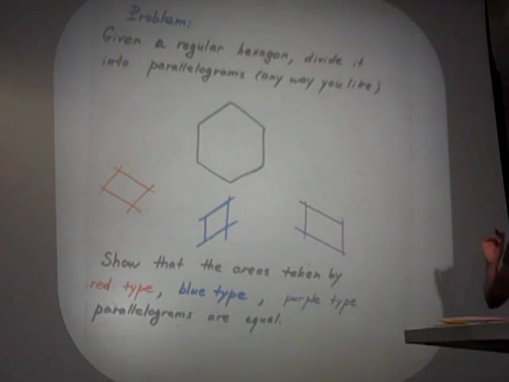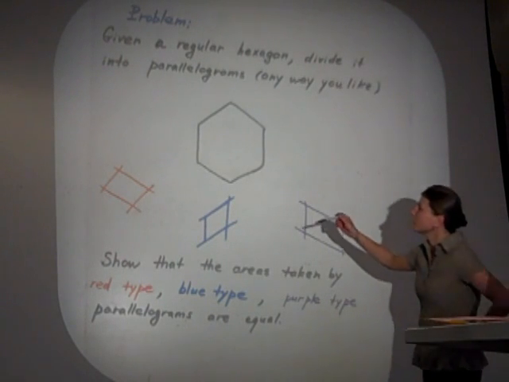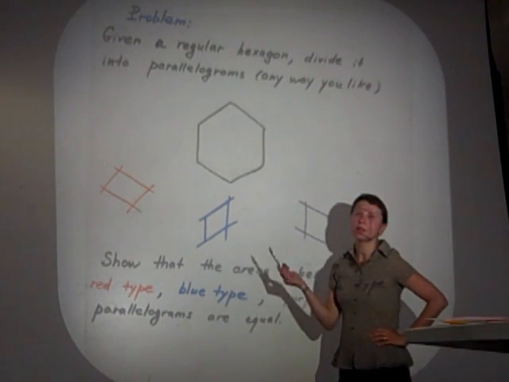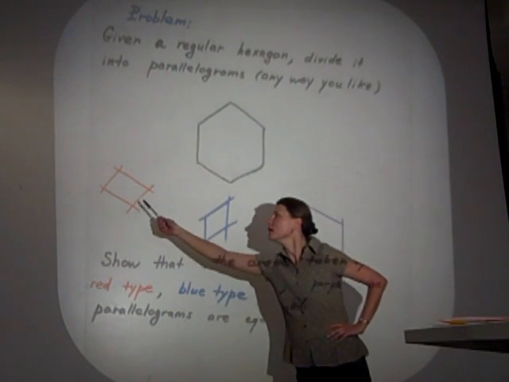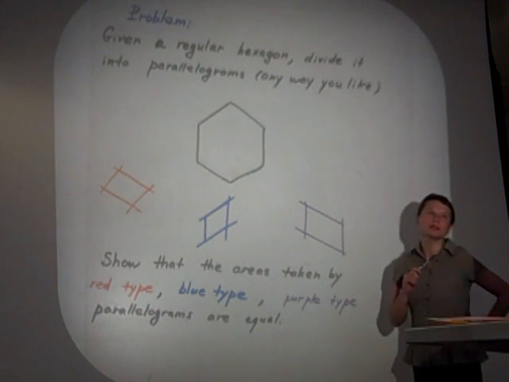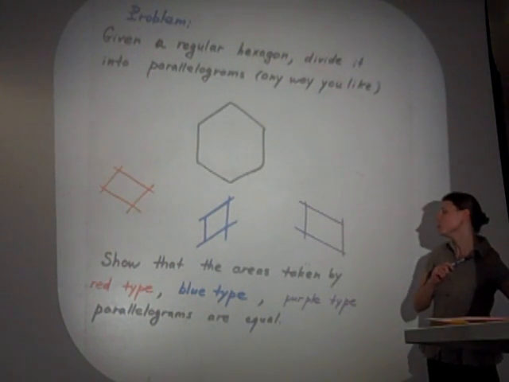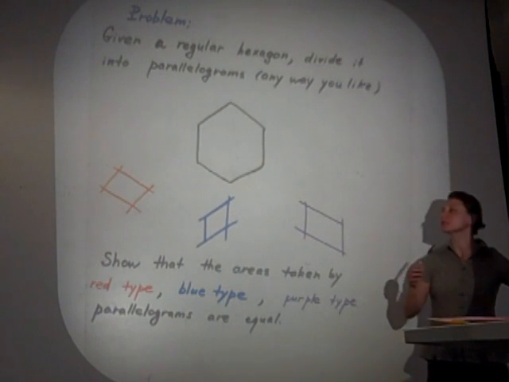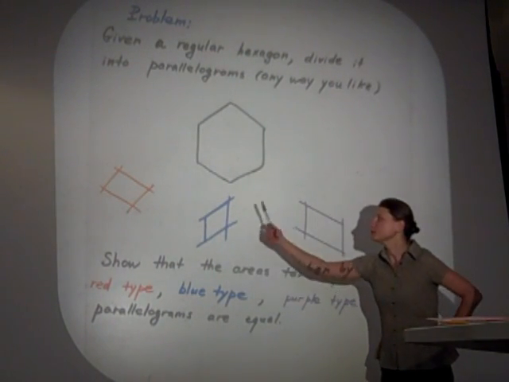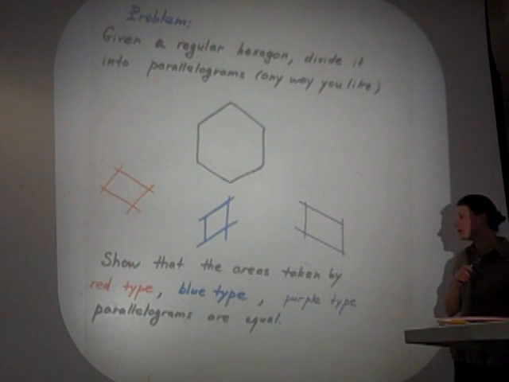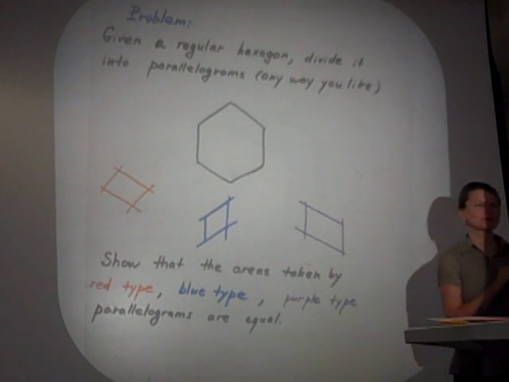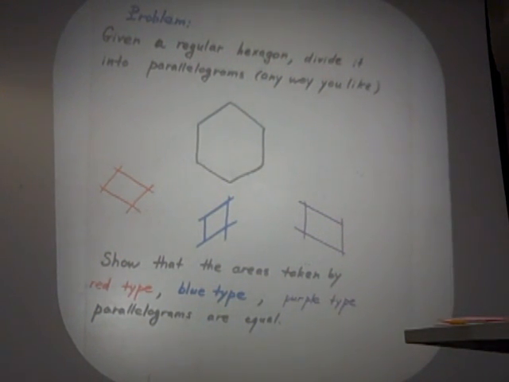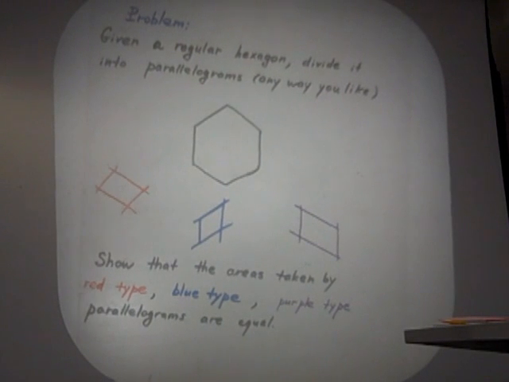You can have parallelograms of any sizes that you want, as small as possible, as large as possible. Because you have 3 sets of parallel sides, your parallelograms are going to end up being of 3 types in terms of directions of their sides, which I'll call red, blue, or purple. And prove that the total areas taken by red parallelograms, by blue parallelograms, and by purple parallelograms are the same, no matter how you divide into parallelograms. So that's not a warm-up problem, but it's a good problem to think about.